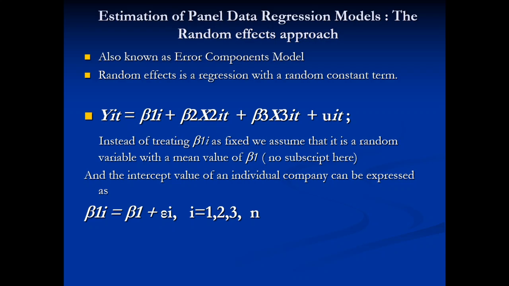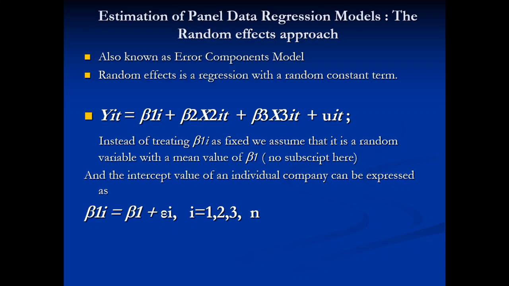Now we will just have an understanding of random effects models. The random effects model is also known as the error components model. Random effects is a regression with a random constant term. See, yit is equal to beta 1i plus beta 2 x2it plus beta 3 x3it plus uit. So instead of treating beta 1i as fixed, we assume that it is a random variable with mean value of beta 1, and the intercept value of an individual company can be expressed as beta 1i is equal to beta 1 plus epsilon i.